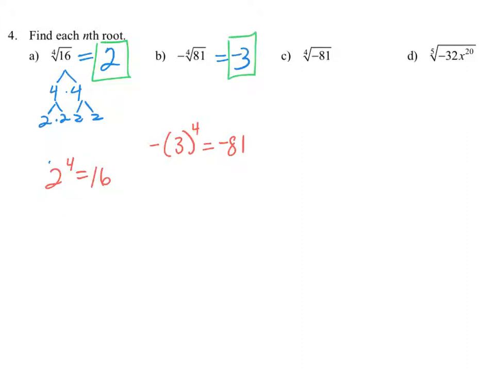Now the 4th root of negative 81 is not a real number. Whenever you have an even root of a value, the argument or the radicand inside must be positive. So this is not a real number. If you try using your calculator, you'll see that you get an error. So whenever you're taking the square root, the 4th root, the 6th root, any even root, the radicand must be positive.